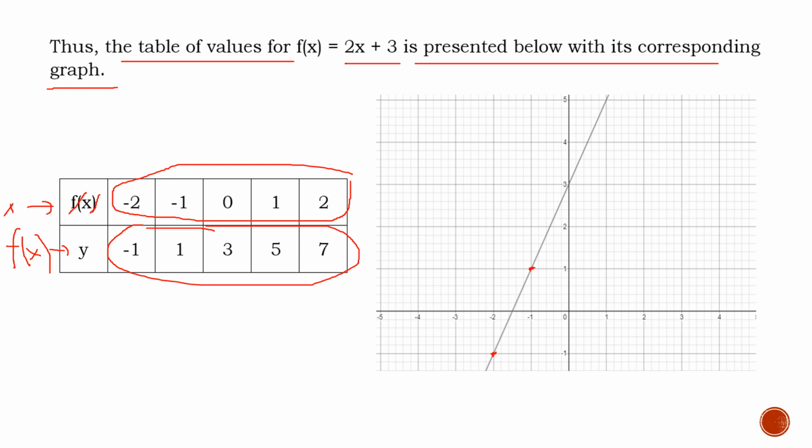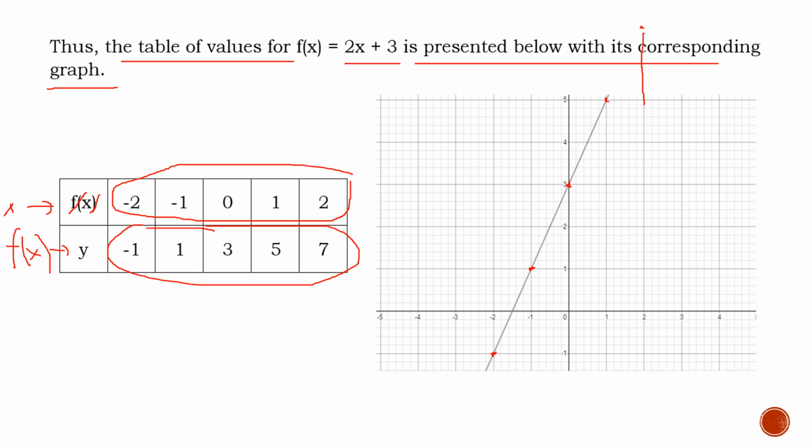So 0 and 3 will fall here. Then 1 and 5 will fall somewhere here. And 2, 7 will fall somewhere here. So if we extend this one, your graph will somehow fall here. So your line, as you can see, rises from left to right, meaning to say that your m or your slope is a positive value in this case.